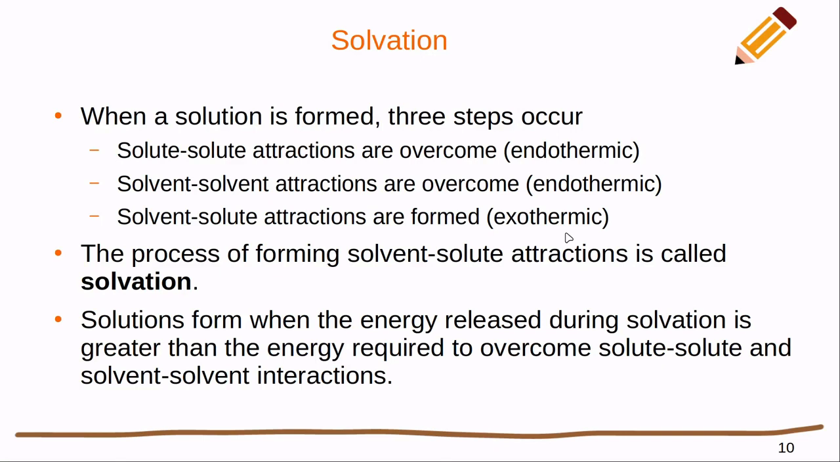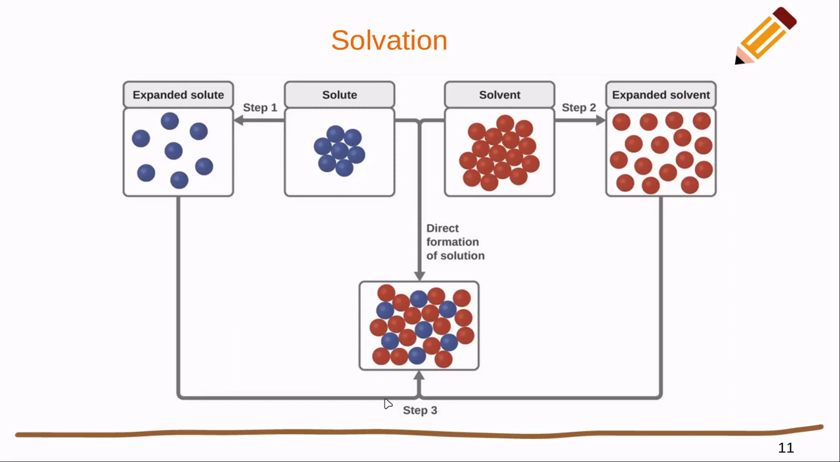Okay? So that means that when the intermolecular attractions between the solvent and the solute are larger, so these guys like to stick to one another more than the solvent and the solvent or the solute and the solute, then we're going to see a solution start to form. All right. The process of forming these solvent-solute attractions is called solvation. Solutions form when the energy released during solvation is greater than the energy required to overcome the solute-solute and solvent-solvent interactions. Let's take a look at a picture of that.